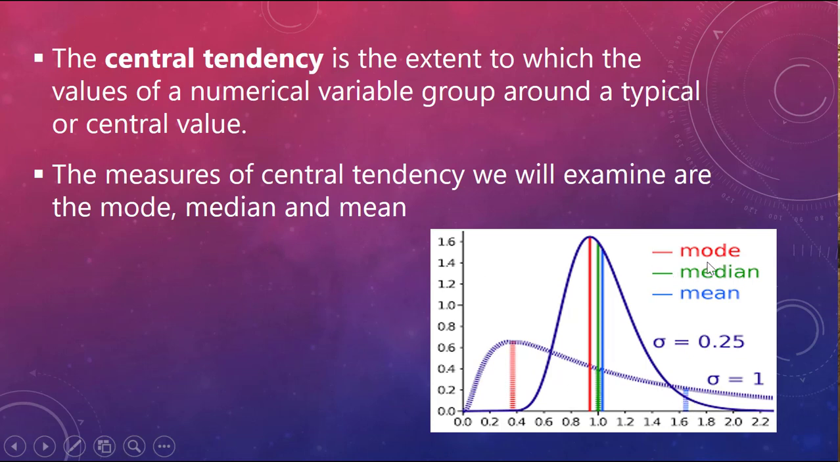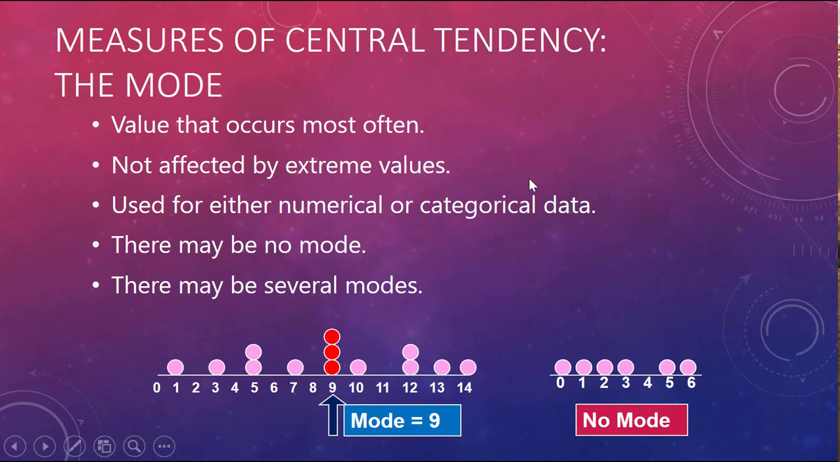So we'll look at those three measures and we'll examine how to calculate them and which one is best in which situation. Okay, so let's start with the mode. The mode is the value that occurs the most often. So let's look at these two pictures here. This data set right here has no mode. There are no numbers that occur more than once.